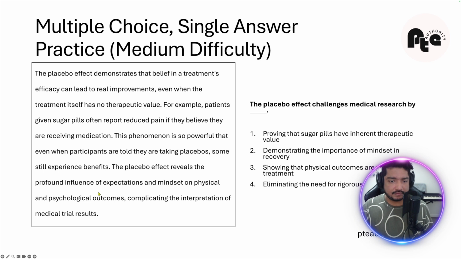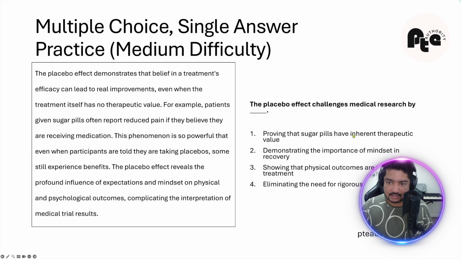So in my head, placebo effect shows the influence of the mindset and expectations on the outcomes of a medical trial. So even though they're given a placebo, it can demonstrate real improvements because of the influence of expectations and mindset. So now let's go through the options.